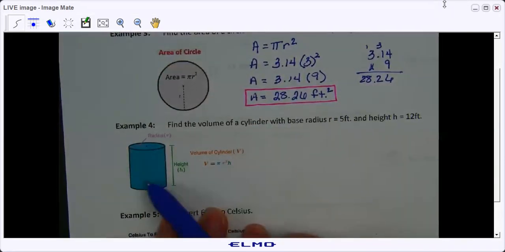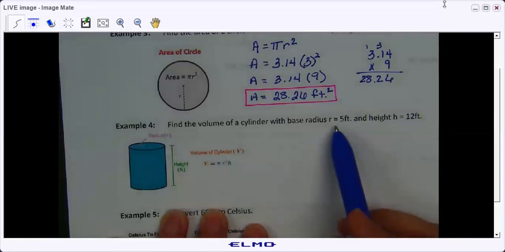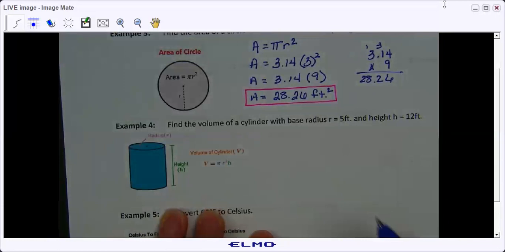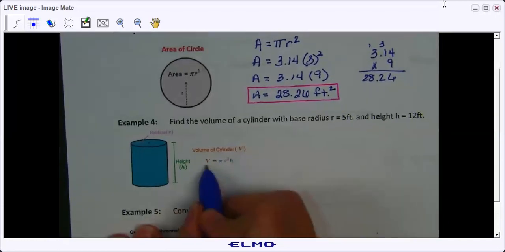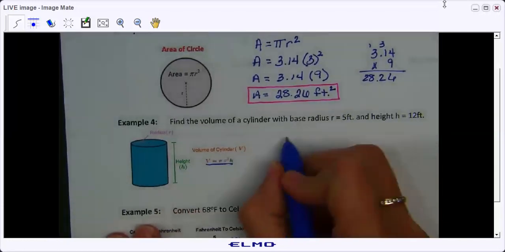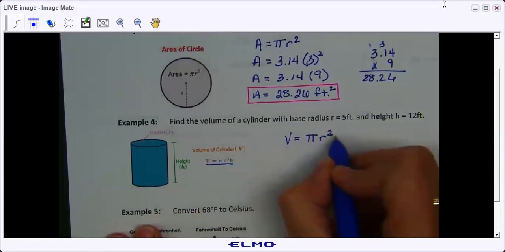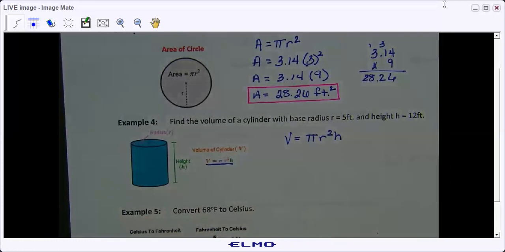We want to find the volume of this cylinder, and it has a radius of 5 feet and a height of 12 feet. So go ahead and write out your formula, and the formula is given to you right down here. And then we're going to substitute all of our values. Remember, for pi, we're going to use 3.14. So go ahead and plug in all of your values.